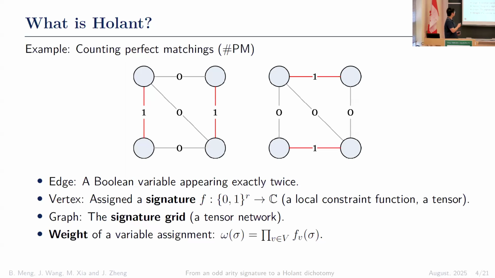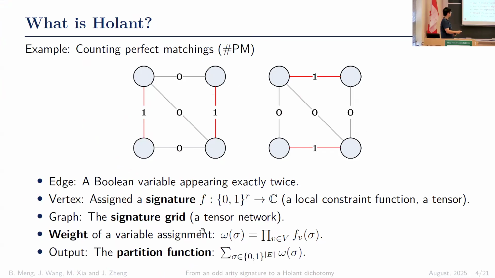And for each variable assignment, such as this, the weight of it is computed like this, because under this variable assignment, each signature assigned to each vertex has its input and it will output a value. The product of all the output values is the weight of this variable assignment. And our goal is to compute the partition function, which is, well, we enumerate all the possible assignments and we calculate the sum of their weights.